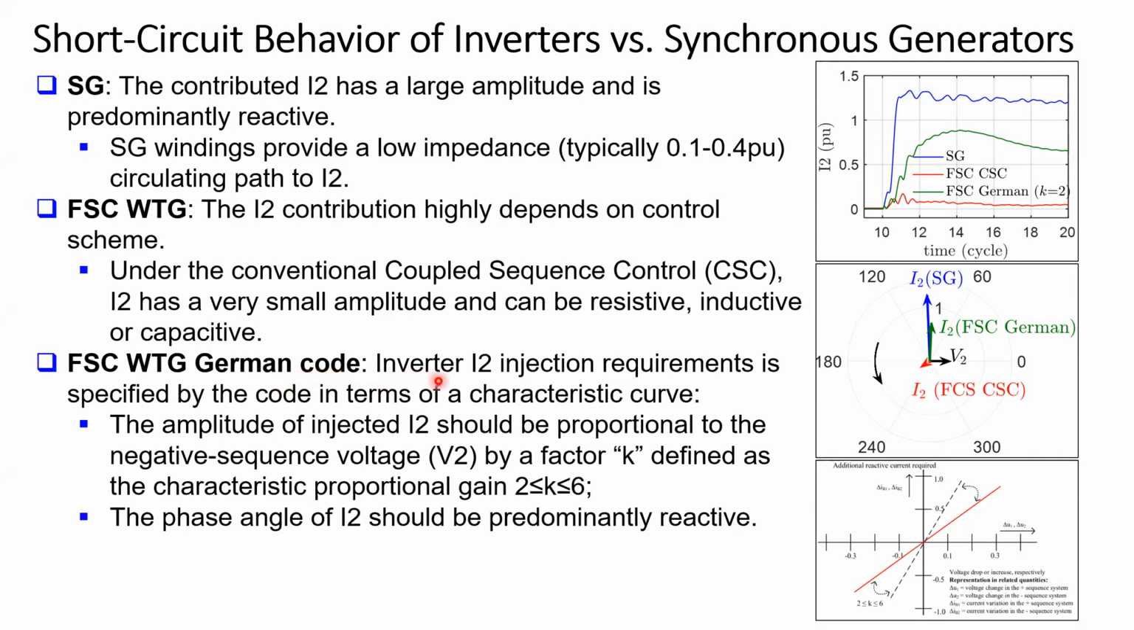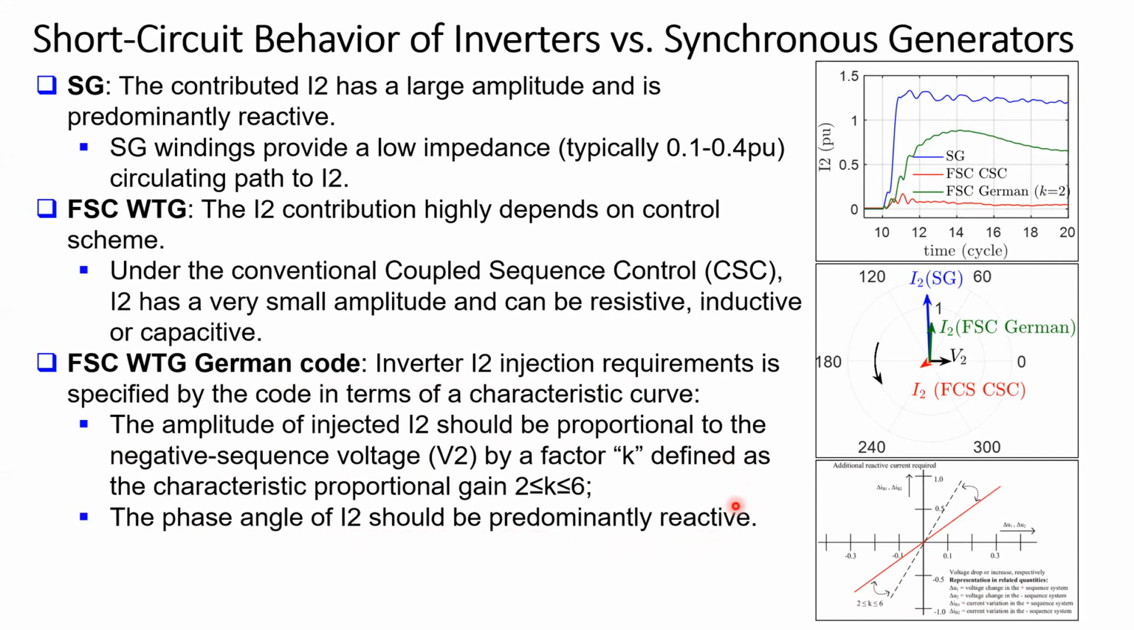Under the German grid code, the requirements and specifications for the injected I2 are provided in terms of a characteristic curve. There are two key requirements in terms of the amplitude and phase angle of I2. The amplitude should be proportional to the negative sequence voltage V2 by a factor K, defined as a characteristic proportional gain, so basically the slope of this characteristic, and the recommended values are between 2 and 6. And for the phase angle, the requirement is that it should be predominantly reactive.